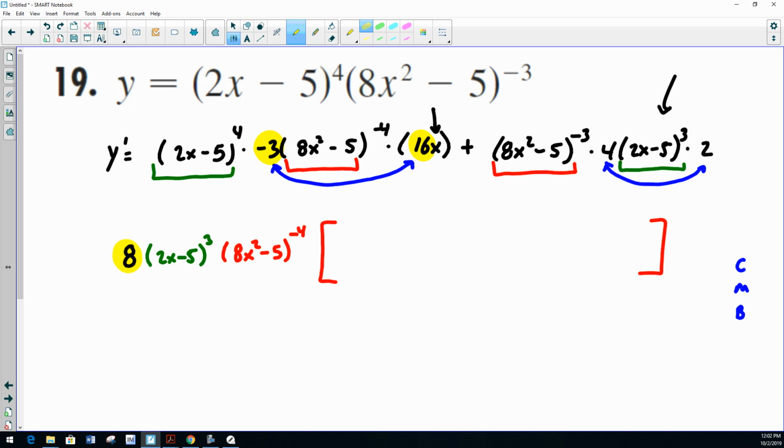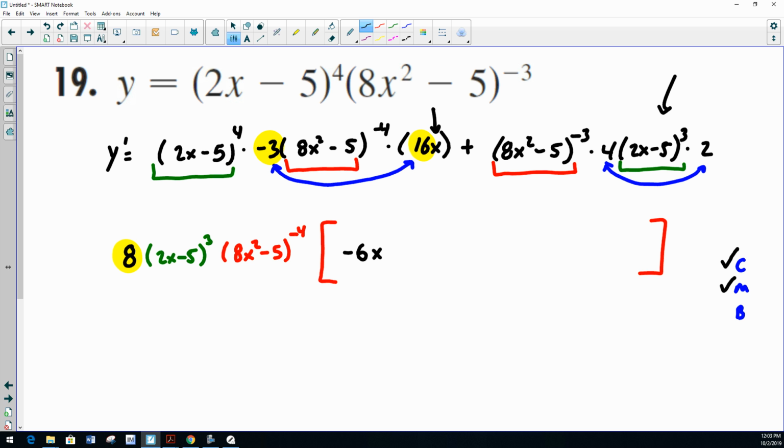Okay, next, you can see these don't match. We pulled out 3 of them, but there was 4 originally. So how many are left on the inside? 1. 2x minus 5 to the first power. These do match. So we have none of those left behind. And that concludes the first grouping. I'll copy and paste the plus sign. And we repeat the process all over again.